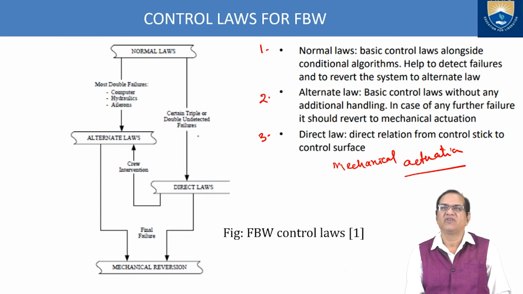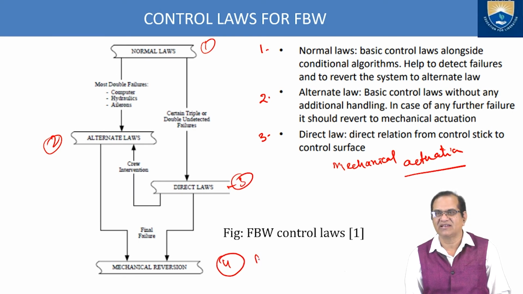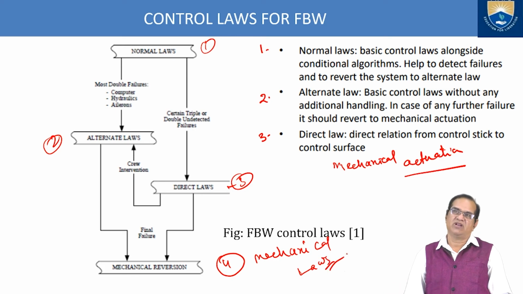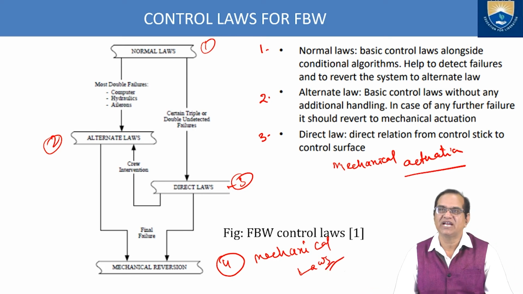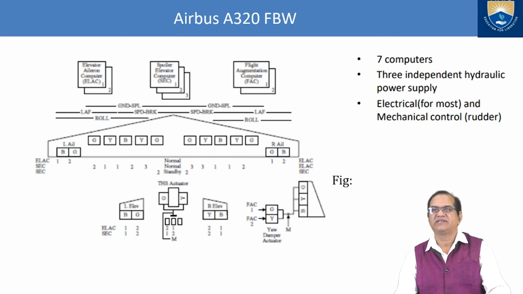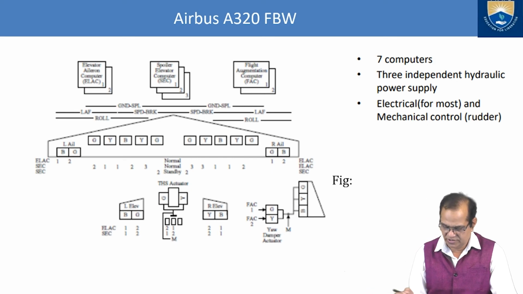So we have the normal law first, alternate second, the direct law third, and last, the fourth one, the mechanical. So four types of redundancy are available for the aircraft, and we have to make sure that your aircraft does not fail. You should try to get things as per the required conditions. Now I am on the last slide, with the reference.